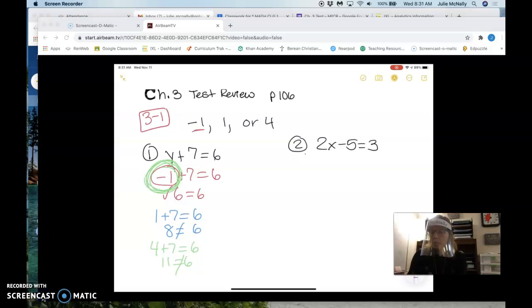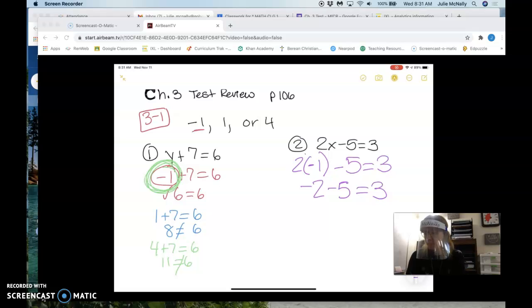Okay, for the next problem, we're going to do the same thing. We're going to plug each number in and see which one works for the solution. So I have 2 times whatever I'm plugging in now. So first I'll do -1 minus 5 equals 3. And then I'm just going to, yeah, so 2 times -1 is, yep. And then -2 minus 5 is how much? It's not times, it's minus, because there's a subtraction sign in there. So we're subtracting.